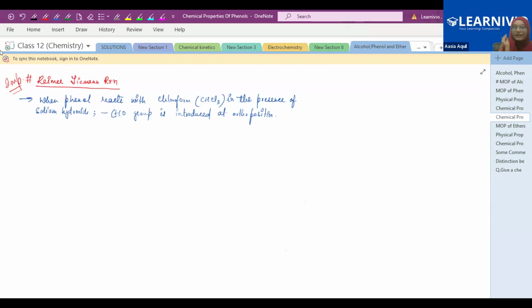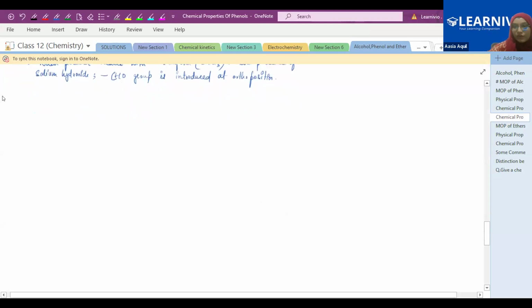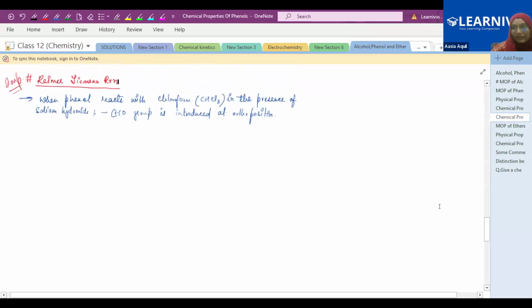Reimer-Tiemann reaction. So when phenol reacts with chloroform in the presence of sodium hydroxide, the phenol will convert into salicylaldehyde. Salicylaldehyde means a CHO group will be introduced on the ortho position. So you will get salicylaldehyde.